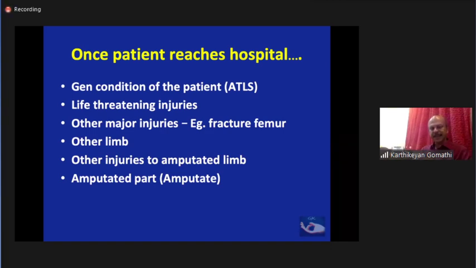I keep saying again and again, general condition of the patient must be ascertained before we go into the limb problem. Look for the problem in the other limb, other upper limb. If it is an amputation of the hand, the other hand. Other injuries to the amputated limb. The same limb also can have proximal injuries, major injuries. That should also be taken care of. And lastly, then you look at the amputated part. Sometimes we call this the amputate.